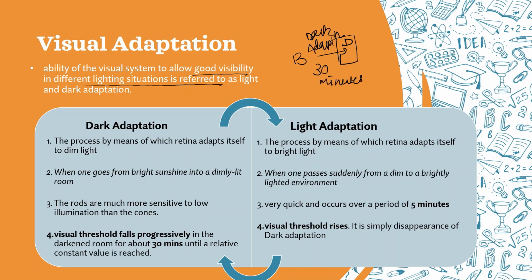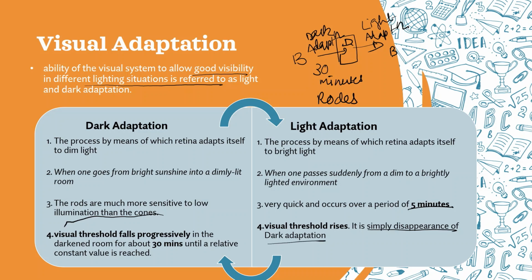It takes quite a lot of time. The rods here are more sensitive to low illumination, correct? So that is why they play a more important role in dark adaptation than the cones. Now your movie has finished, and you enter the area outside the hall. Here you are going from a dim to a brightly lit room. This is known as light adaptation, and you will experience yourself that this occurs very quickly, over 5 minutes. So this is faster than dark adaptation, and strictly speaking, light adaptation simply means disappearance of dark adaptation.